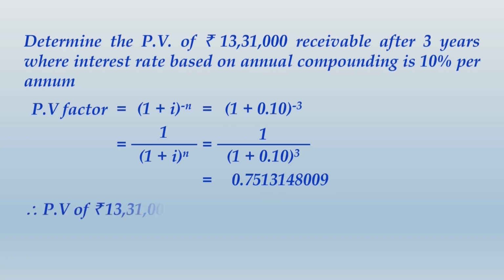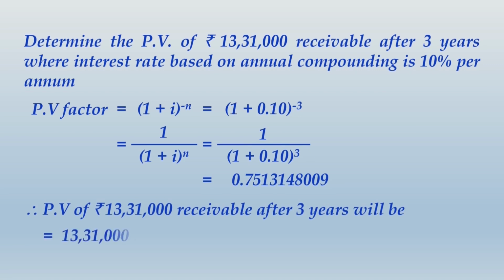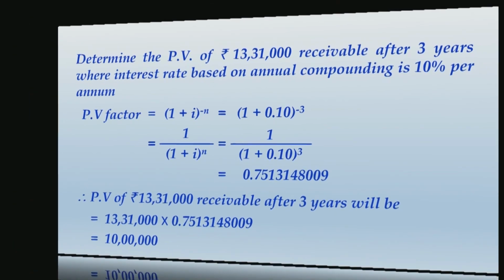And then when you multiply 13,31,000 to that present value factor, you will be getting the present value of that future amount, and that comes to exactly rupees 10 lakhs. This is how you will always compute the present value of any future amount given to you. Let us move ahead and take up some more practice situations like this.